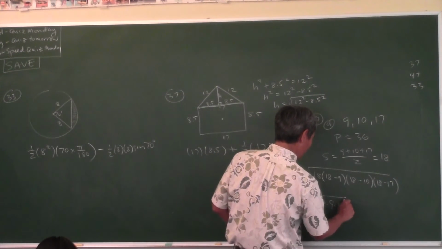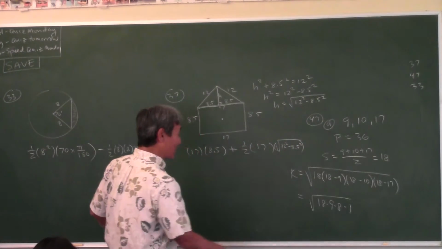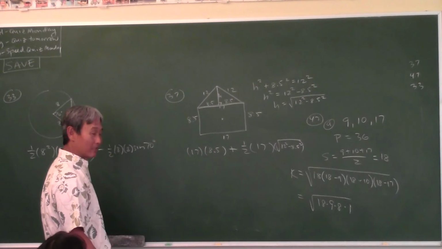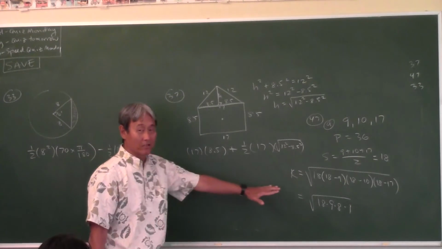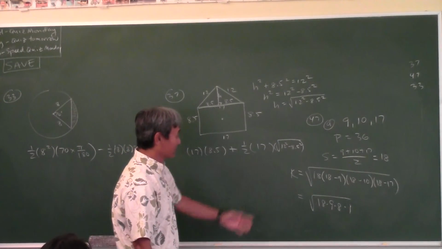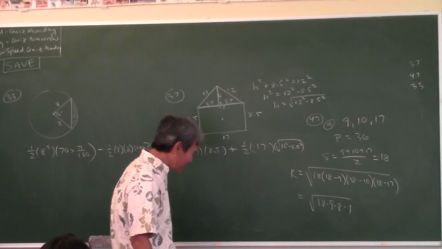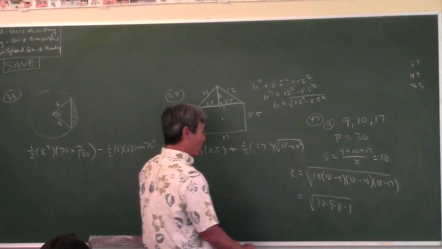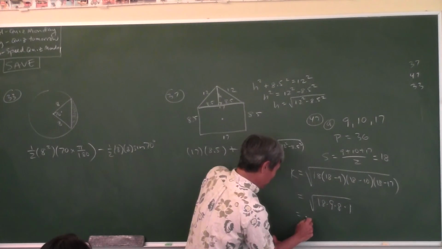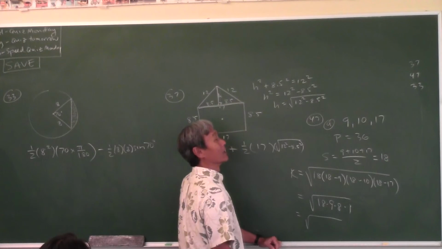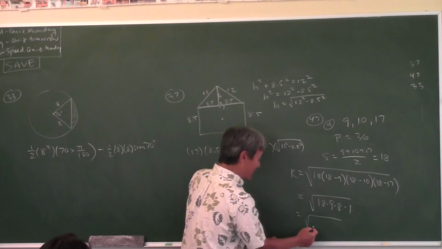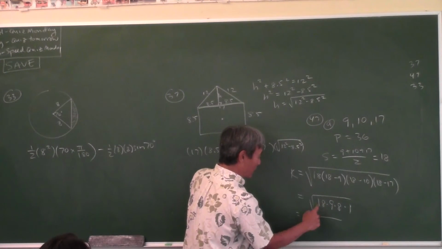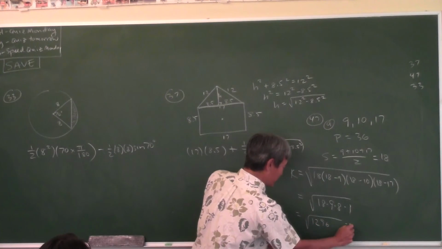Do I really have to put the 1 there? No. Now, does that come out to 36? Let's see. You don't need a calculator for this. If you want to use a calculator, yes. If you want to multiply it out, it comes out to root 1296, which is 36.